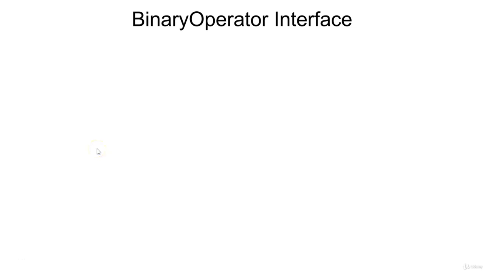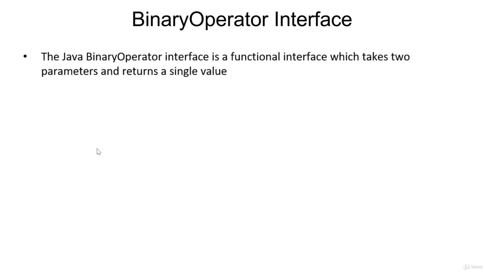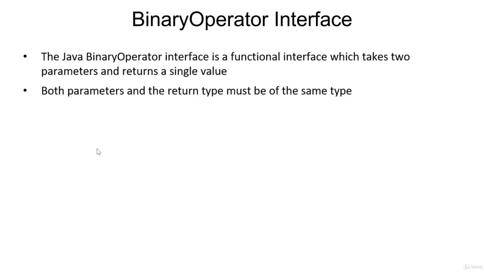In this video, we will discuss the BinaryOperator interface. BinaryOperator takes two values of the same type and returns a result of the same type. The Java BinaryOperator interface is a functional interface which takes two parameters and returns a single value. Both parameters and the return type must be of the same type.